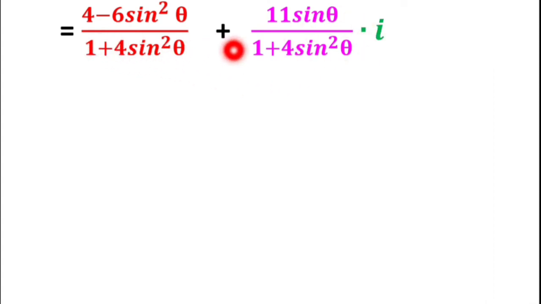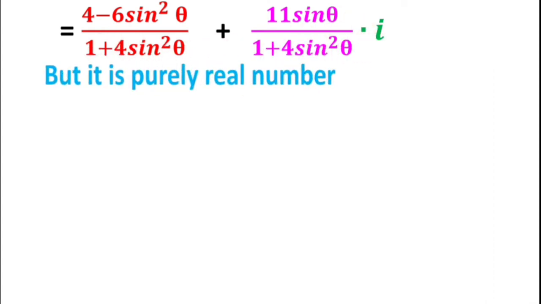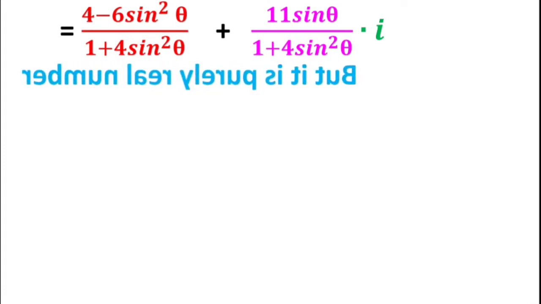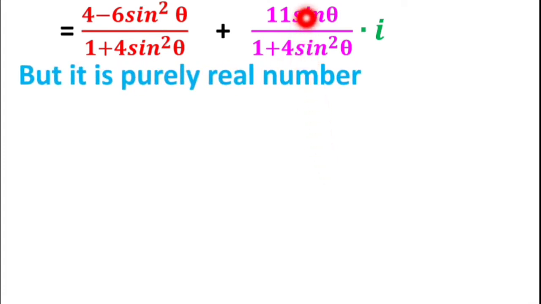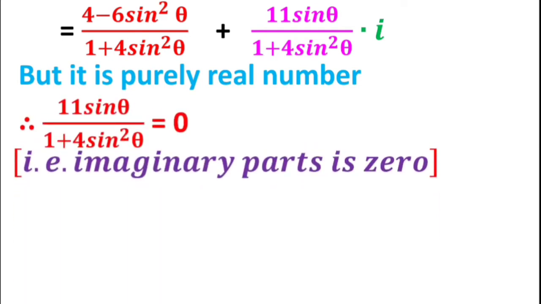This number is purely a real number, which means 11 sin theta upon 1 plus 4 sin square theta becomes 0. Then it is a real number. That is 11 sin theta upon 1 plus 4 sin square theta is 0. Now transfer this denominator to the RHS, that is 0 into (1 + 4 sin square theta), which is again 0. So 11 sin theta is 0. 11 sin theta is 0 means, what is sin theta? Sin theta is equal to 0.